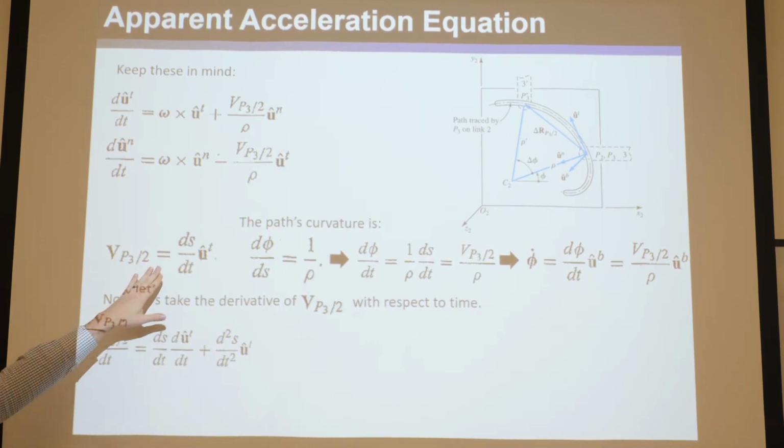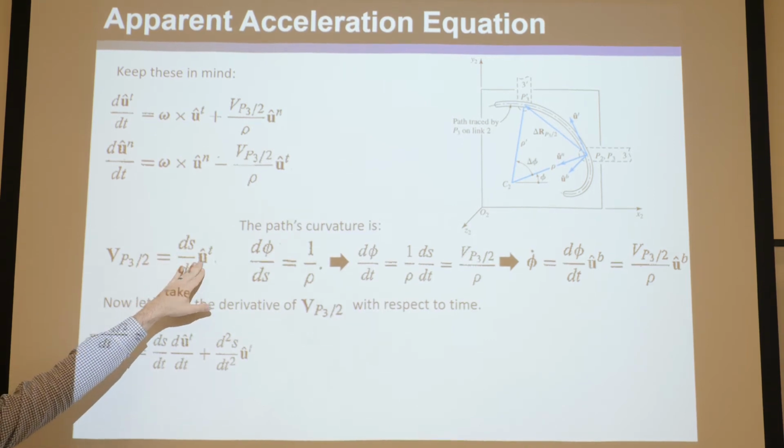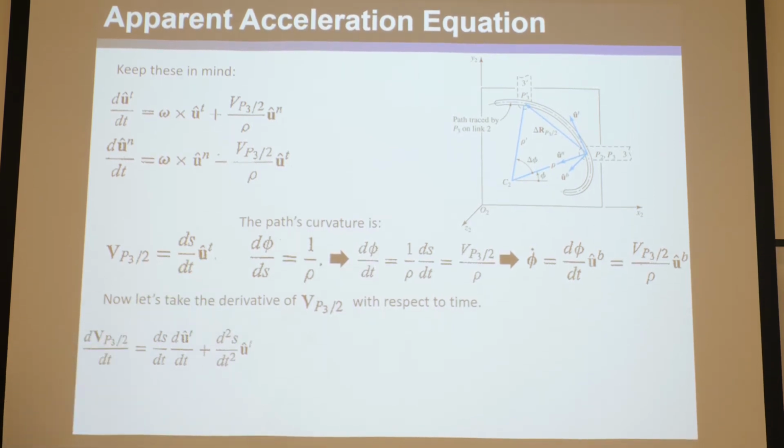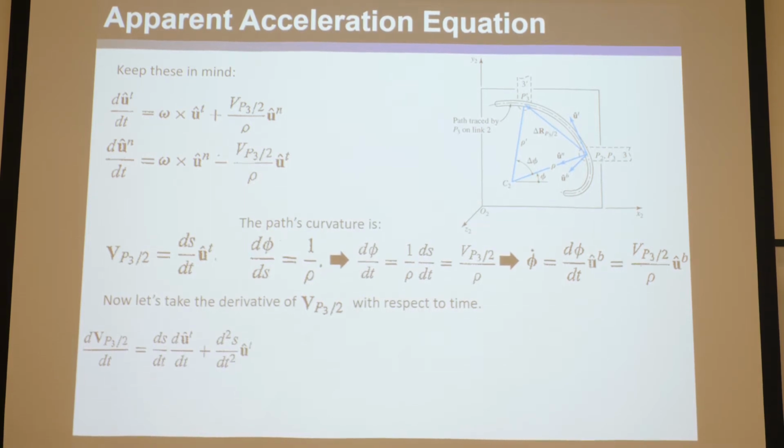What you get is, of course, ds/dt changes as a function of time, and ut changes as a function of time because that tangential vector moves. So you have to use the product rule. Okay, and by the way, why are we doing this? So now we finally have a semblance of why we're doing this. We're after apparent acceleration, right?